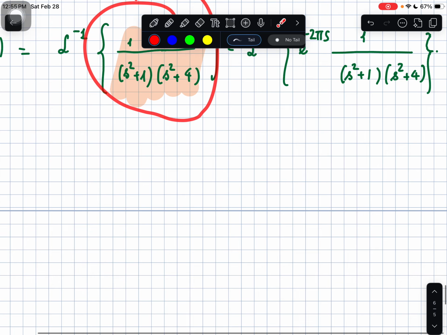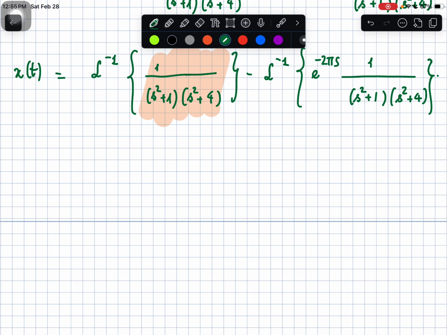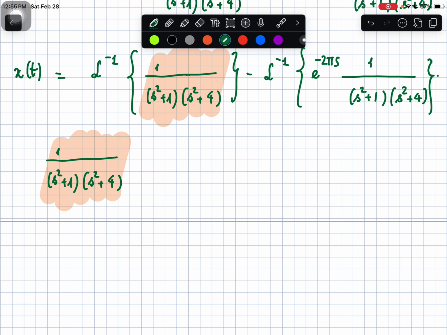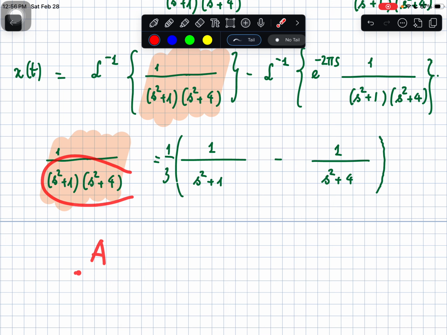So let's compute the partial fraction decomposition for the first term. This one equals a constant times, with s squared plus 1 and s squared plus 4 here. You can put s squared plus 4 minus s squared plus 1 here. You get 4 minus 1 is 3. So 1/3 is outside, and inside you can just put 1, 1. That's how I find that number without needing to compute the constants A, B, C, D.